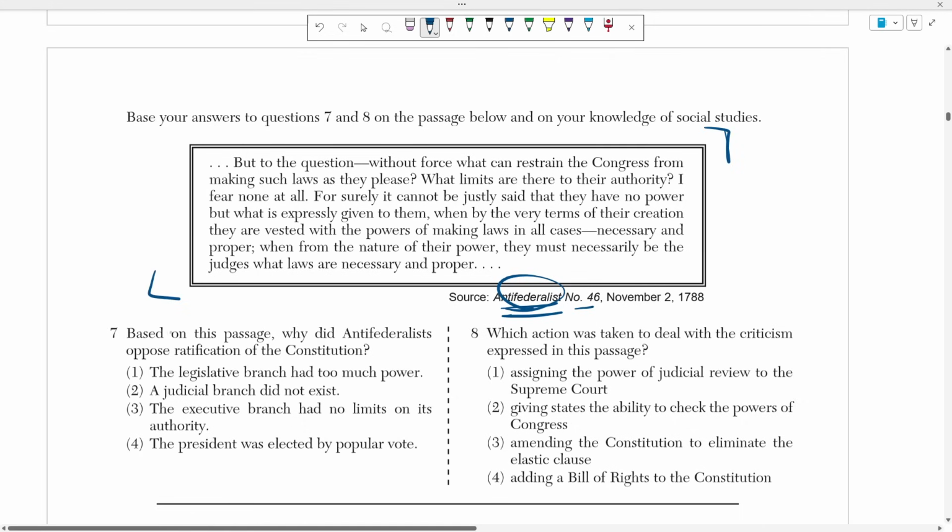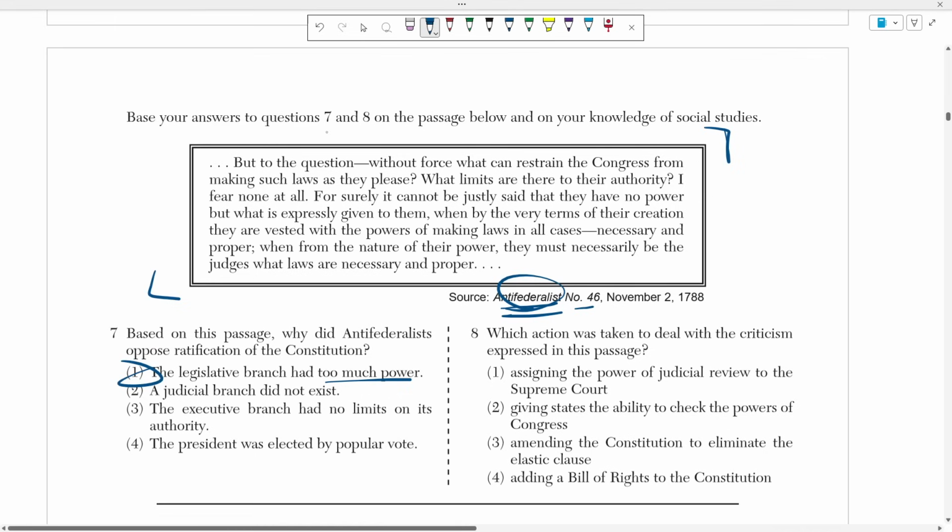So 7 asks us, based on this passage, why did anti-federalists oppose the ratification of the Constitution? And that's because the legislative branch had too much power, right? The main concern about the anti-federalists was that, well, if we give the central government or the federal government too much power, we won't have any rights. The whole reason why we can't trust the federal government is because they will have too much power and we cannot give them too much power. The states want most of the power or deserve most of the power.